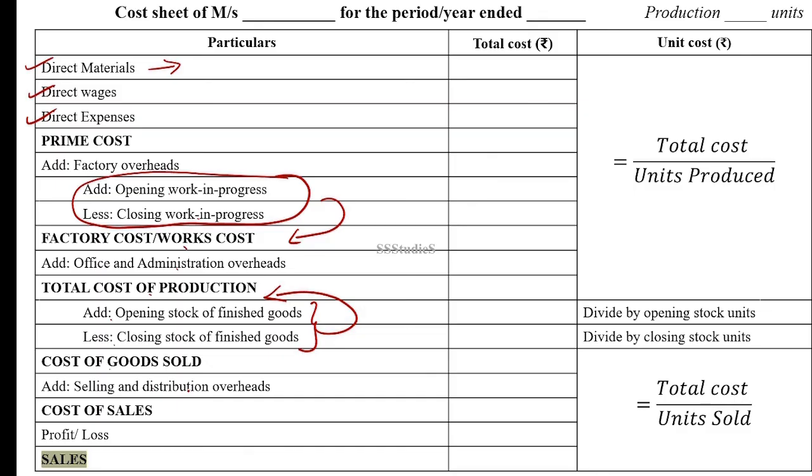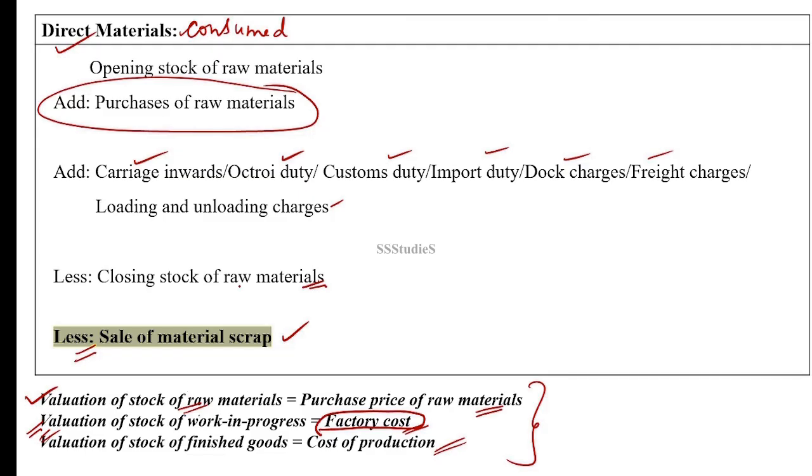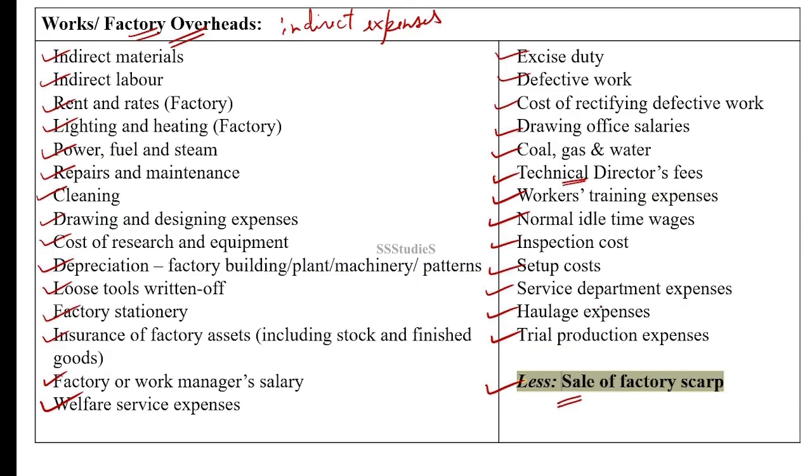Now, sale of material scrap, and sale of factory scrap. All these three items are incomes. These are the only three incomes that appear in the cost sheet. All other things are costs.